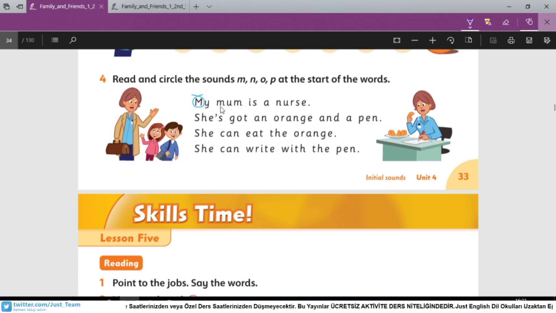M, so we should circle it. It starts with I, so we won't circle it. What about that one? Should we circle it or no? I think yes, because we need N. N, nurse. S. Do we need this one? Shall I circle it or no? I think no. This is G, A, O. So let's circle this as well. O, A, A, P. Yes, I need it. P. S, C, E, T.